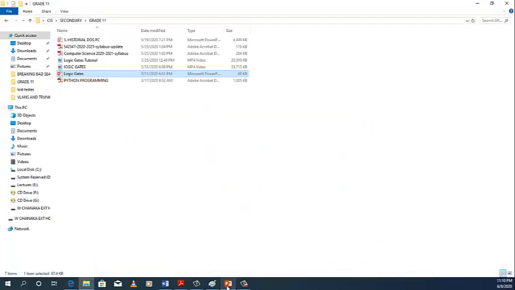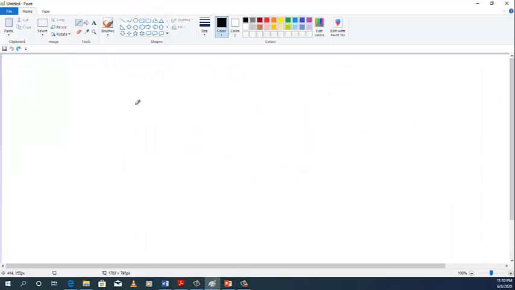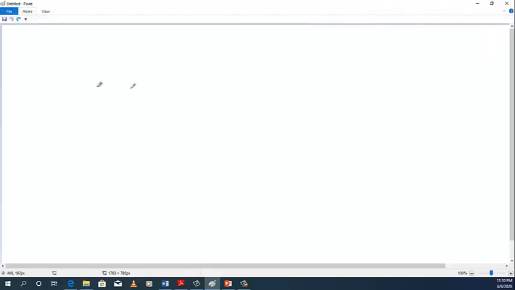I'm not sure if this is going to be visible, but I'm going to be using the mouse as my board. So okay, today we're going to look at the AND gate.